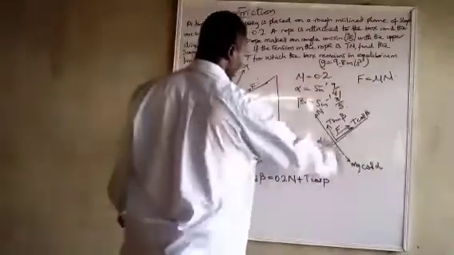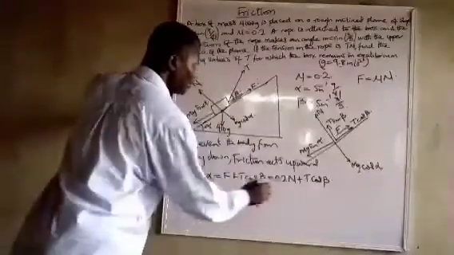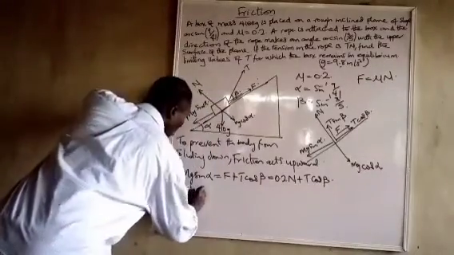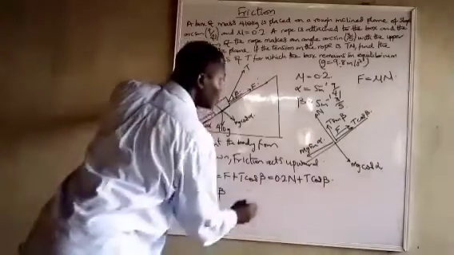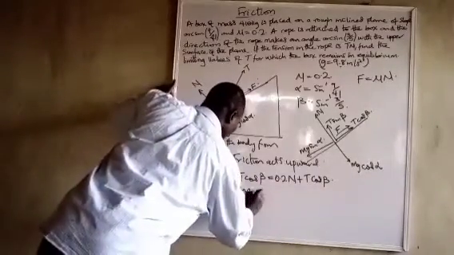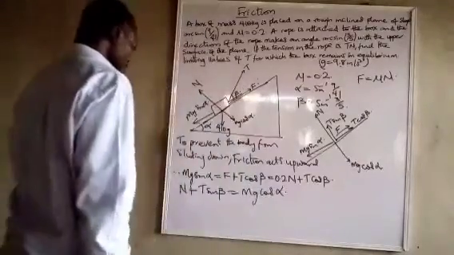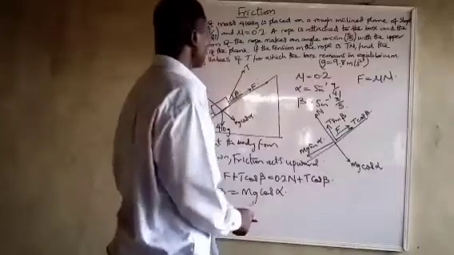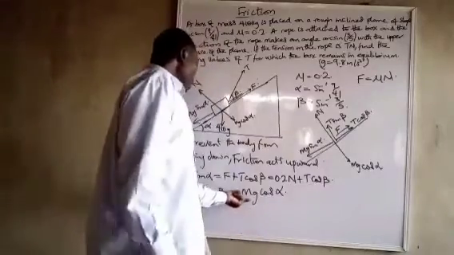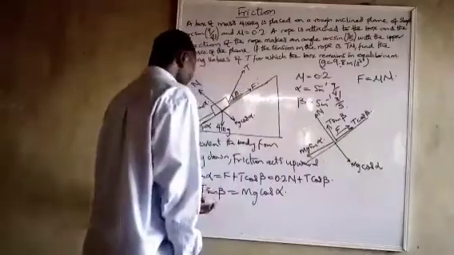For perpendicular to the plane, we have N plus T sine beta is equal to mg cos alpha. So we know what our N is, and then let's now work it out to find the value of T for this side.